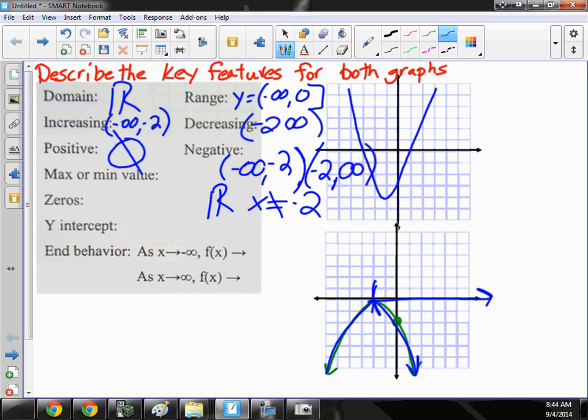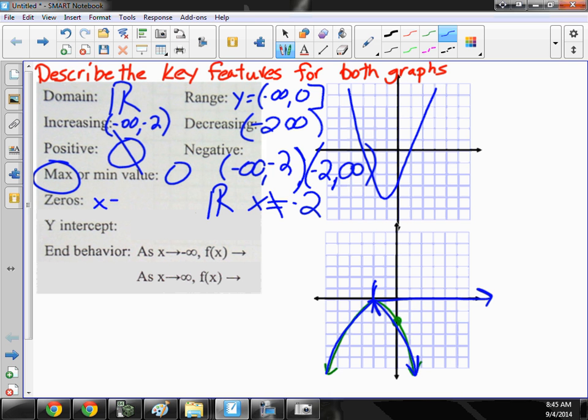Does this have a max or a min? Maximum. Where does the maximum occur? The highest number is 0. What are the roots? Where does it cross the x-axis?